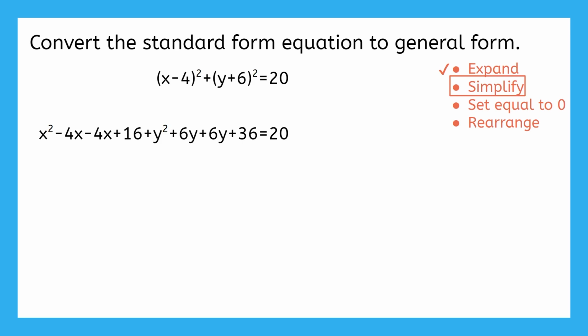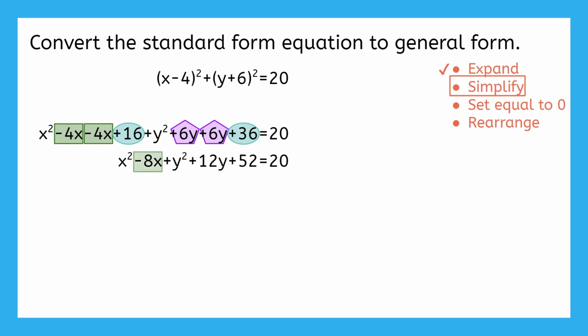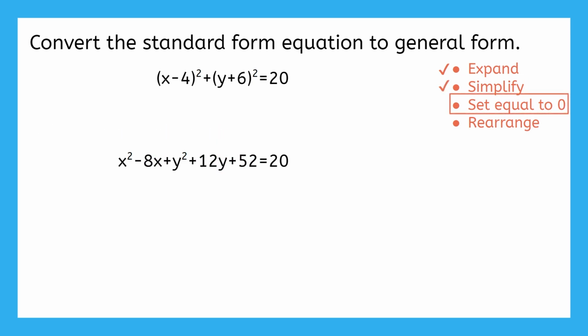I like to color code my like terms to help me stay organized, so here are all the like terms on the left side of this equation that need to be combined. And when I combine them, my equation looks like this. Negative 4x minus 4x makes minus 8x. 6y plus 6y makes 12y, and lastly, 16 plus 36 makes 52. Since there are no other x squared or y squared terms, those terms stay as they are. And we've now simplified as much as possible. Let's clear out some more space and move on to setting the equation equal to 0.